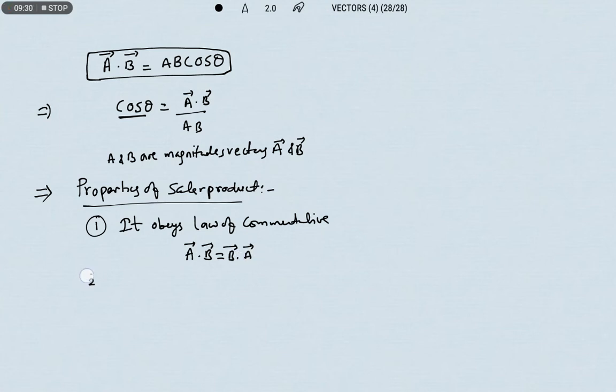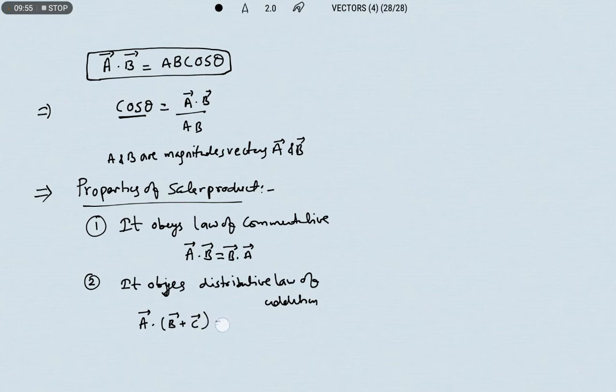And next, it obeys the distributive law over addition. That is, A bar dot of B bar plus C bar is equal to A bar dot B bar plus A bar dot C bar, we can write.